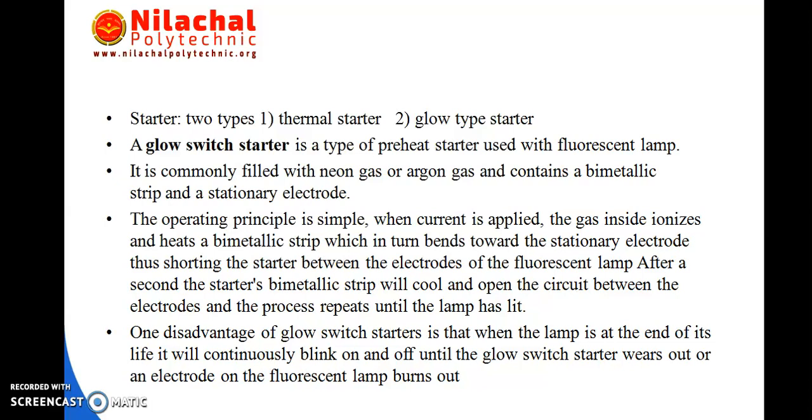The operating principle is simple. When current is applied, the gas inside ionizes and the heat makes the bimetallic strip bend towards the stationary electrode. Thus, it shorts the starter between the electrodes of the fluorescent lamp. After a second, the starter bimetallic strip will cool and open the circuit between the electrodes, and the process repeats until the lamp has lit.